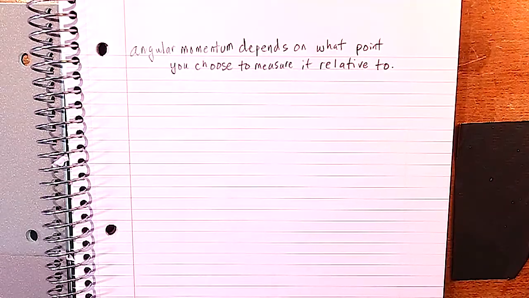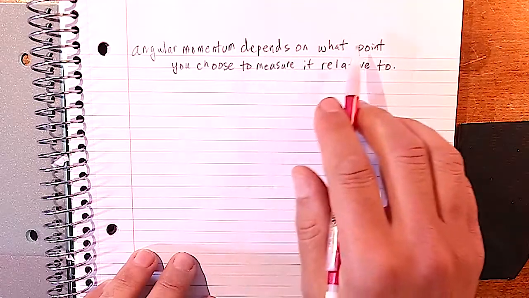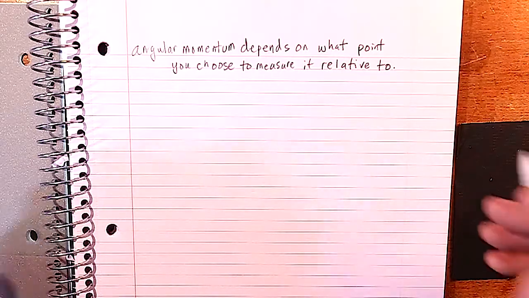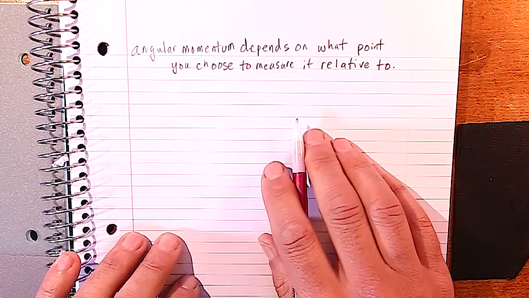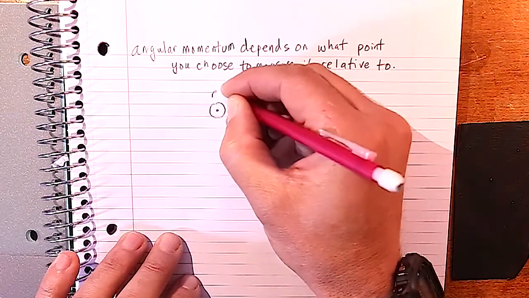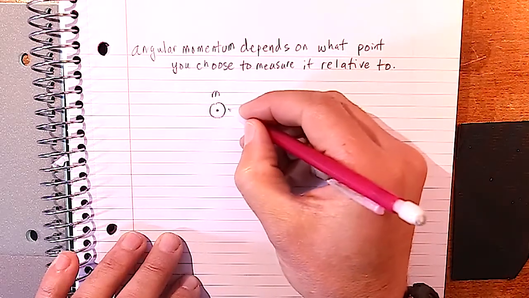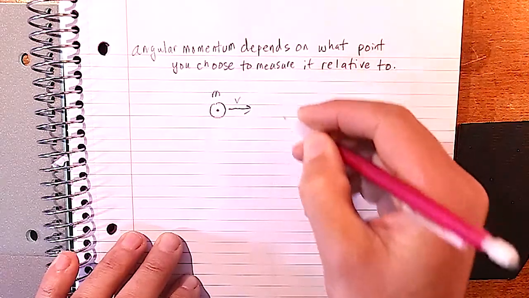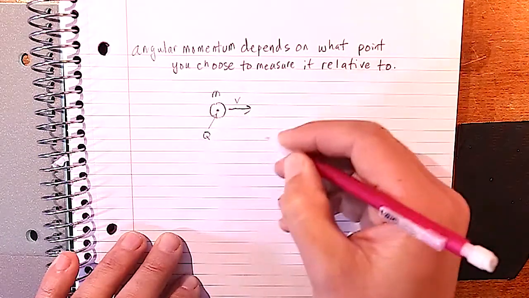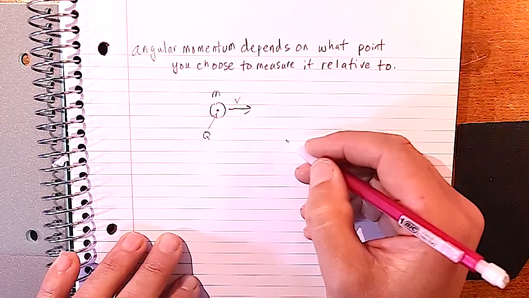So here's one of the first places that angular momentum gets tricky. Angular momentum depends on what point you choose to measure it relative to. In other words, what point are you choosing as the origin? So let's look at a situation where we have a mass m, traveling along with velocity v, and we choose our origin. I'm going to call this point Q. We choose our origin to be in the center of mass of this object.